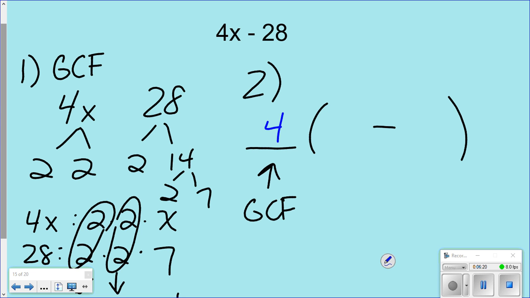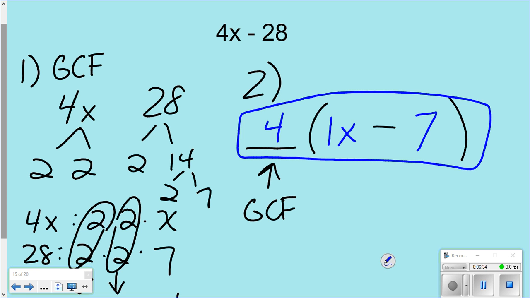Okay, so how do I find my middle numbers again? I'm going to divide. You bet. 4x divided by 4 is 1x. 28 divided by 4 is 7. That's all you're looking for as an answer. You just factored it. You're done. That's simple. So GCF first, then you set it up in your template and you figure out what goes where.